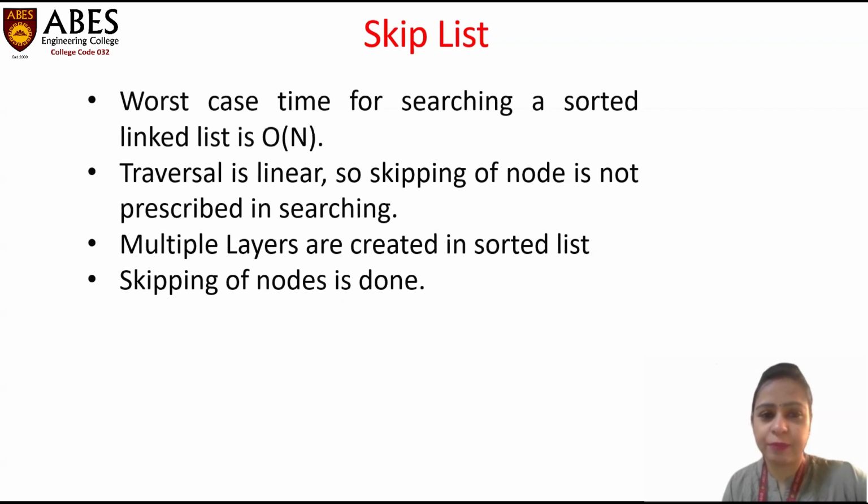Next is your skip list. Skip list, as the name suggests, is a list that is to be skipped. As we know, in a linear search, if we have to find a particular element, then we have to search each of the positions starting from index 0 till index n. And if we find a particular value at the index n, then that would be its complexity. So the worst case time for searching a sorted linked list is order of n, where traversal is linear, so skipping of nodes is not prescribed in searching.